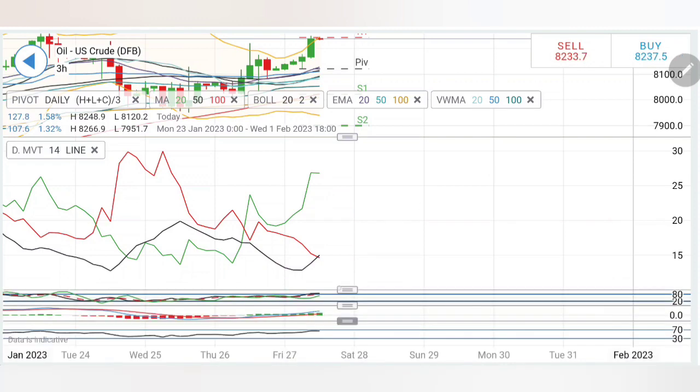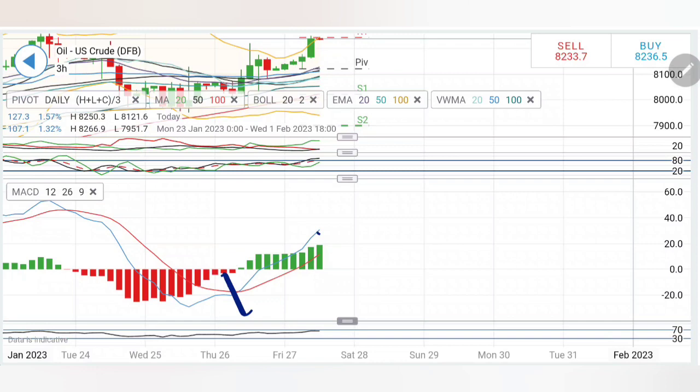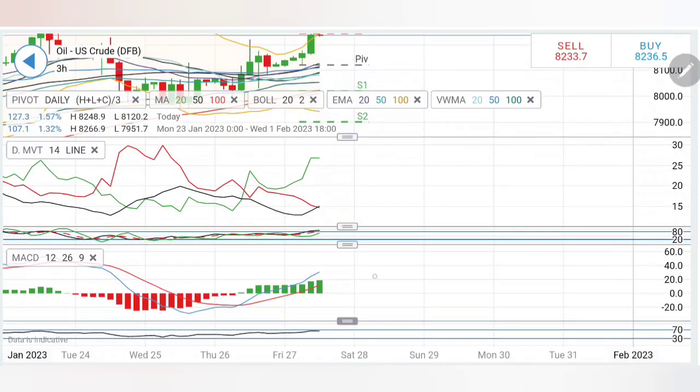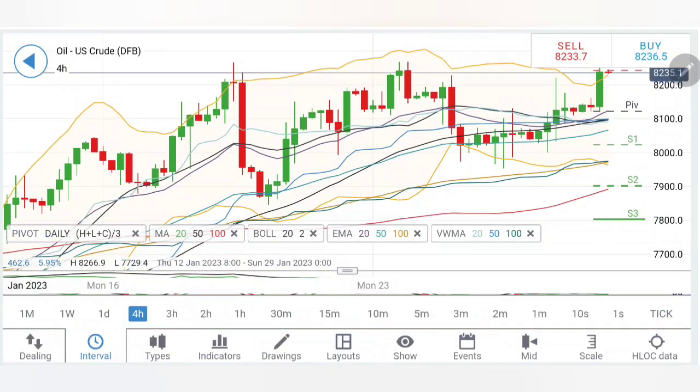Directional movement exceedingly divergent and bearish, stochastic overbought. The MACD is divergent and bullish here. Directional movement is bullish, MACD is bullish, RSI is trading near the highs.